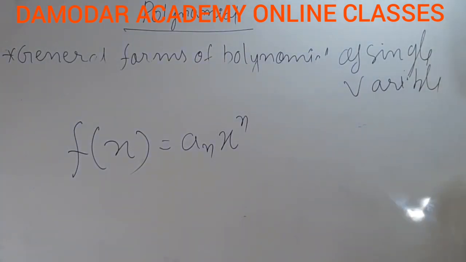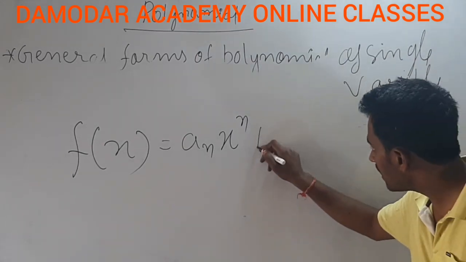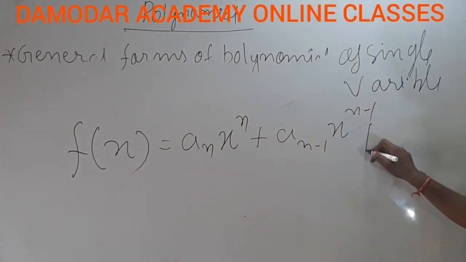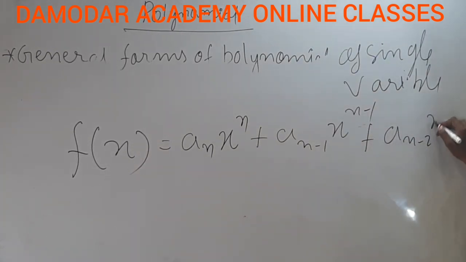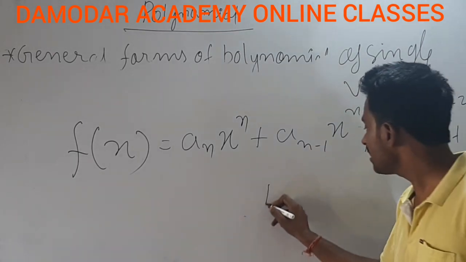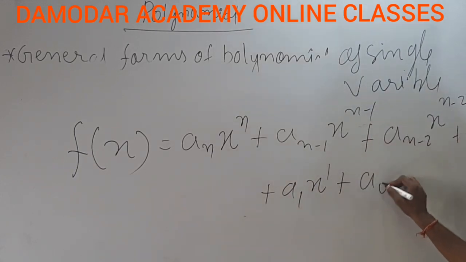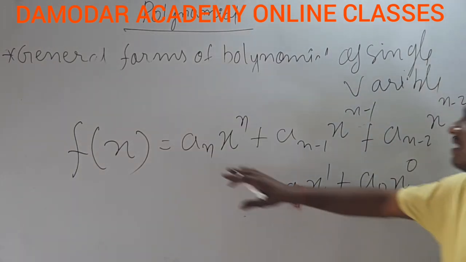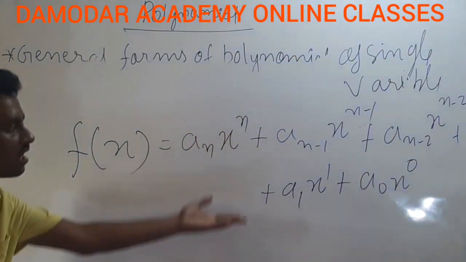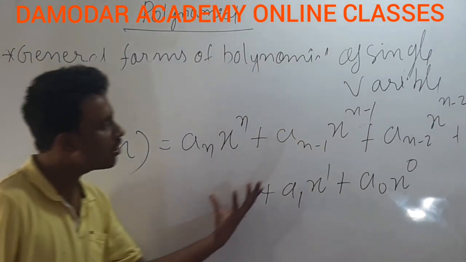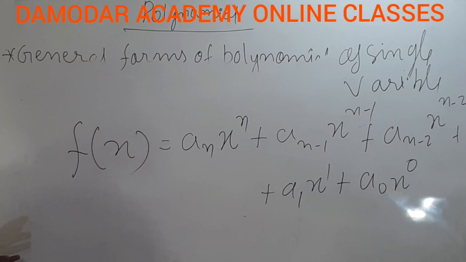ठीक है. क्या लिखा? a_n x raised to power n plus a_(n-1) into x raised to power n minus 1 plus a_(n-2) into x raised to power n minus 2 plus dot dot dot. ठीक है. और कहां तक जाएंगे? जाएंगे कहां तक? a_1 into x to the power 1 plus a_0 into x to the power 0. This is the general form of a polynomial of a single variable. For this polynomial, x is only the variable, nothing else.